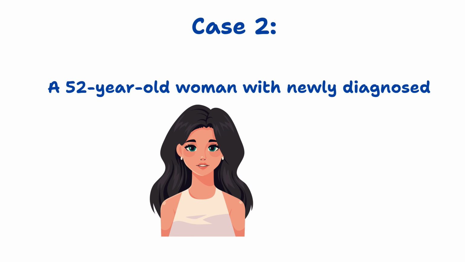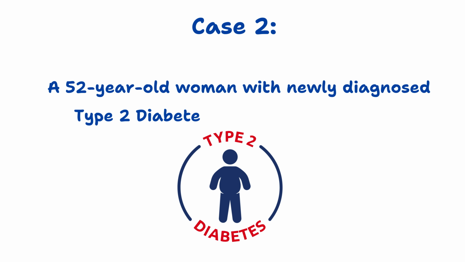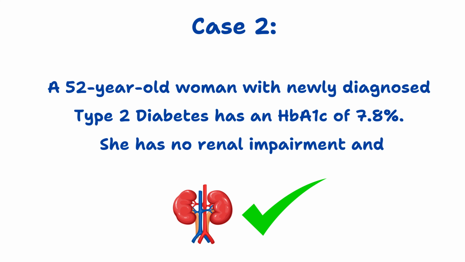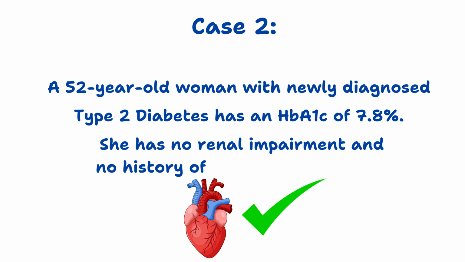Case 2. A 52-year-old woman with newly diagnosed type 2 diabetes has a HbA1c of 7.8%. She has no renal impairment and no history of cardiovascular disease.